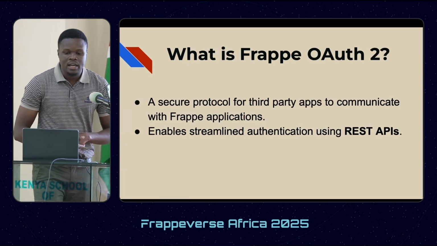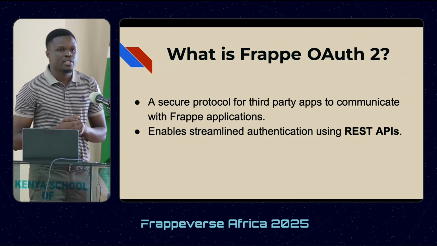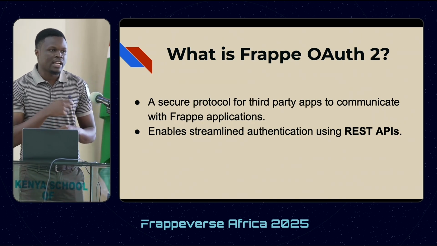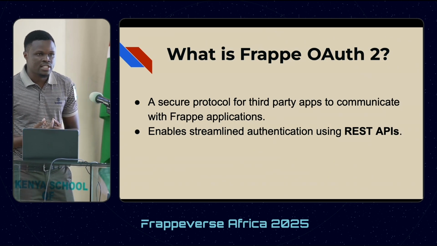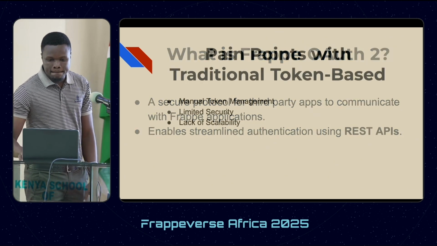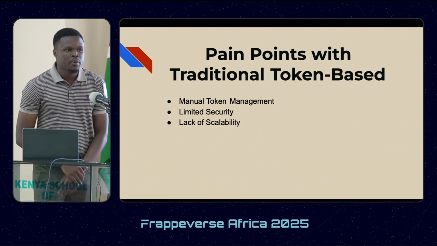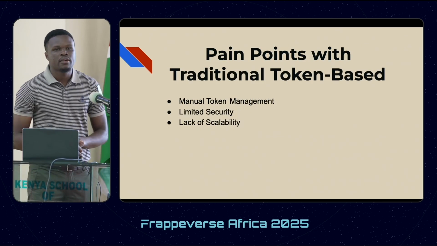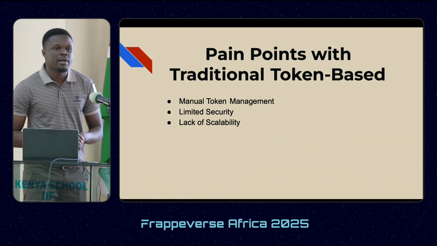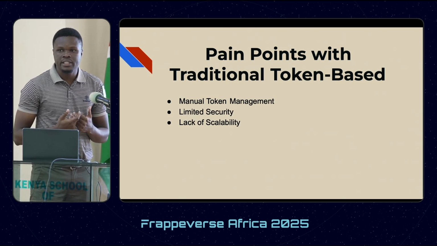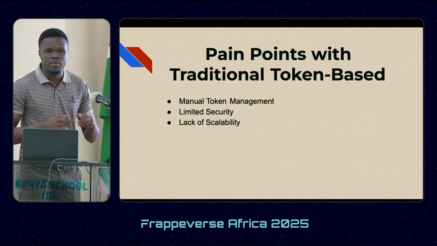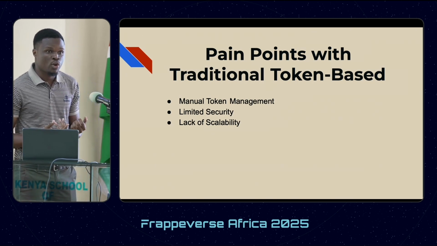Basically it's a protocol that helps a third party to communicate with a Frappe application, or it can even be any other application. In our case it's Frappe because Frappe acts as the backend. So what are the points for which we chose Frappe OAuth 2 and not token-based? As we know, in Frappe a system manager can create a token, then that token can be given to you, and you can use it to perform your REST API calls.